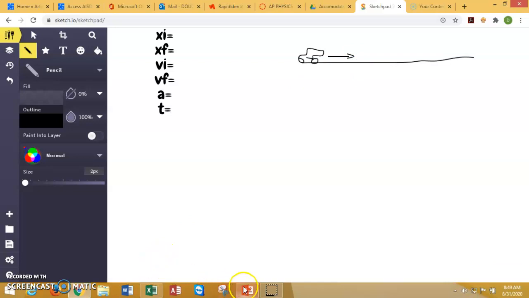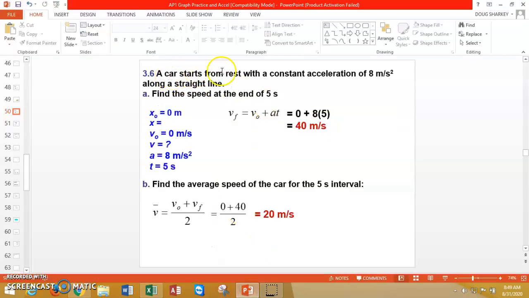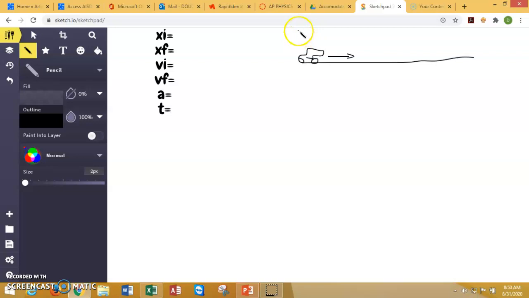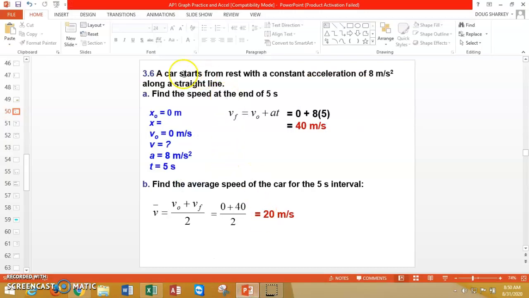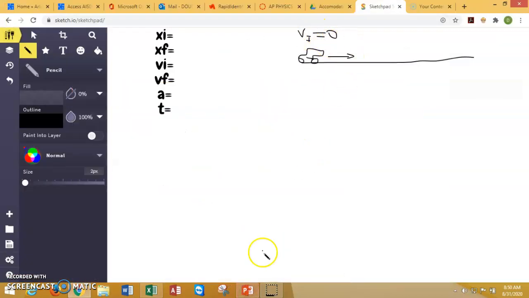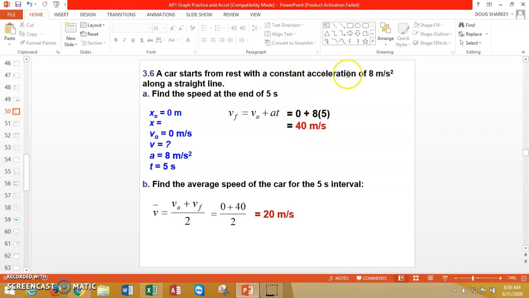What did that problem say? Car starts from rest. Well, look at all this crap. We'll talk about all that here in a minute. It starts from rest. So that means my initial velocity, it starts from rest, is 0. Okay. So sometimes when you read these problems, some of this stuff will be in words, and you can take those words and turn them into numbers, right? At rest means it starts at 0. It has a constant acceleration, so it's going to speed up.